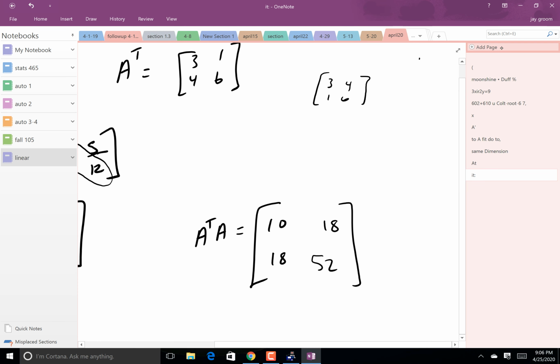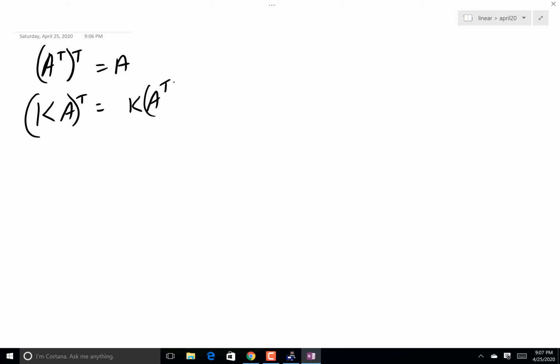A couple other properties of the transpose besides that. So A transpose and then transpose that. Obviously, you get back to A. K times A, transposed, is the same as saying K times A transpose. Same thing. Think about that. All you're doing is this. You're multiplying by the scalar first and then taking the transpose of that, or do the transpose first and then multiply by a scalar. Same thing.